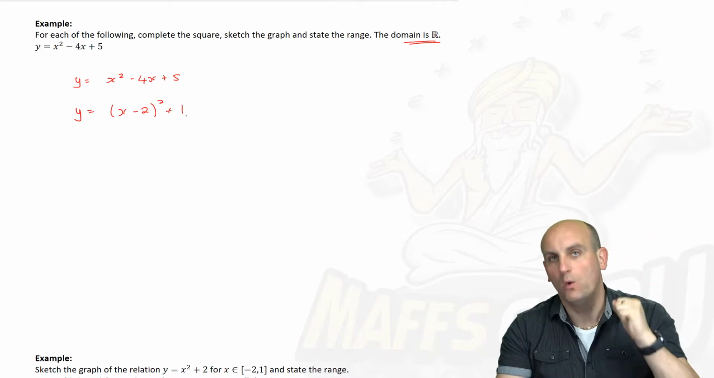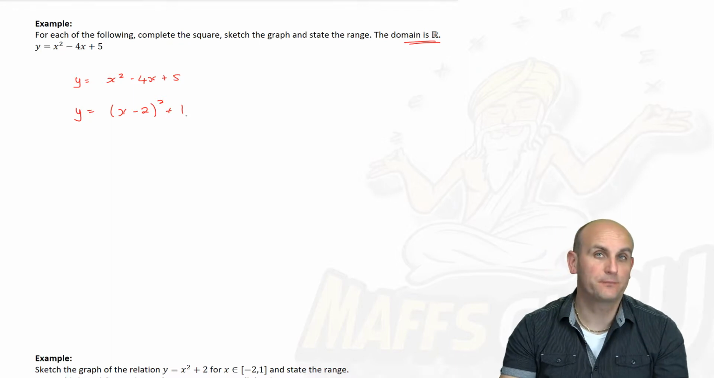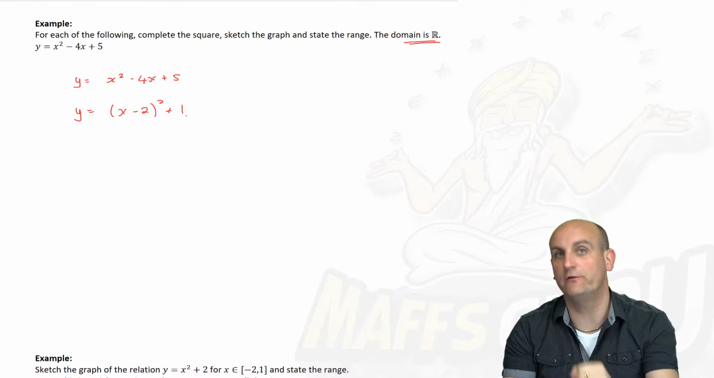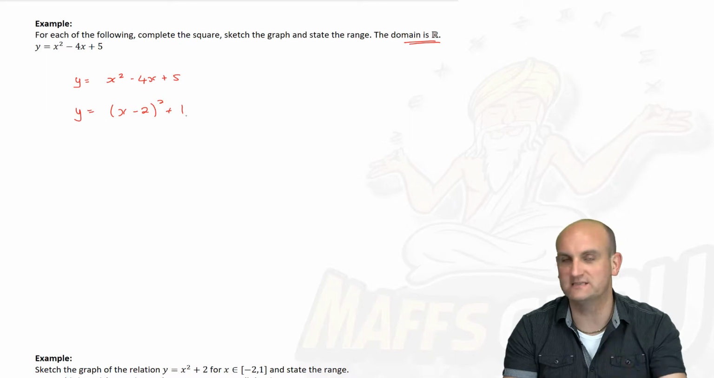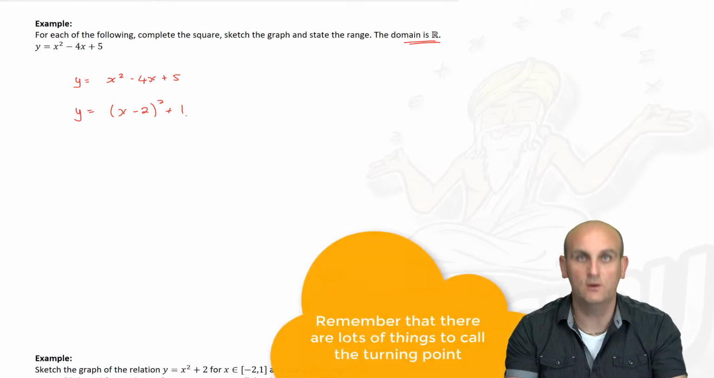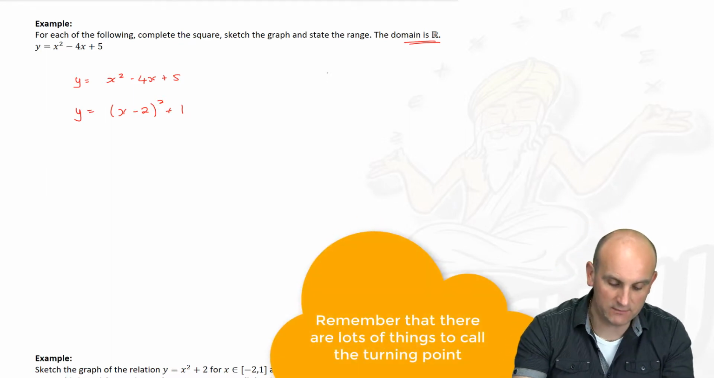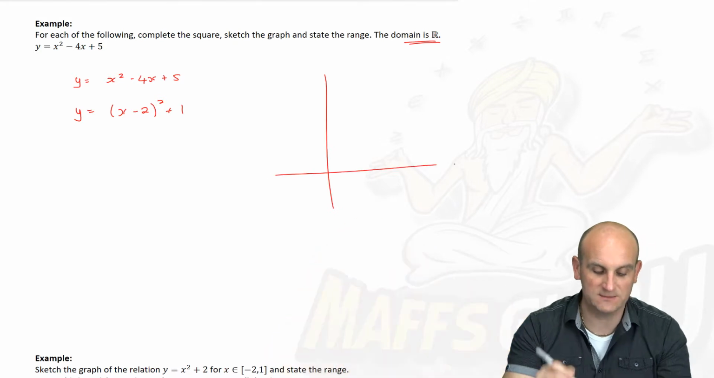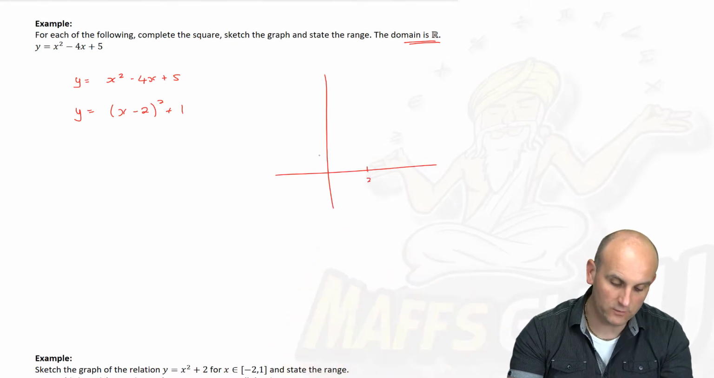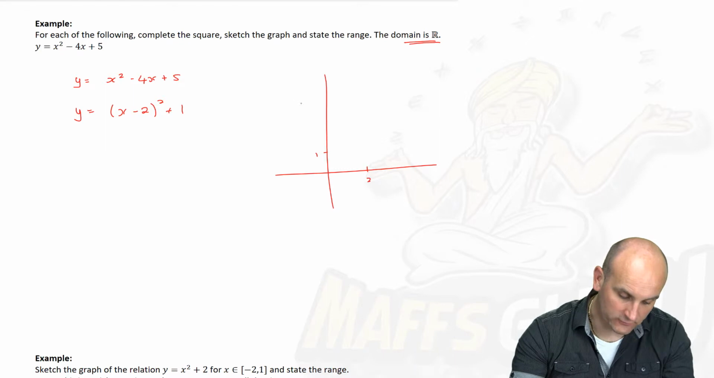Why do we complete the square? Well, we complete the square to give us our turning point, or our minimum or our maximum or vertex. Call it what you will. That's what we actually do. So I now know I can draw this graph and I know it has a minimum at the point (2, 1). And fingers crossed it's going to do something like that.